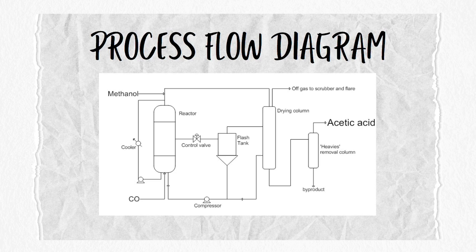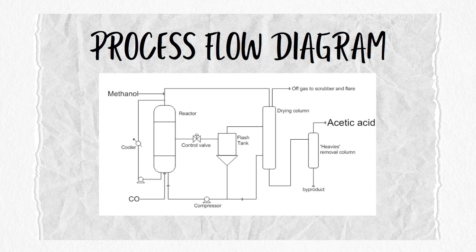First of all, the reactant introduction. For this, we have carbon monoxide that is fed into the system as one of the primary reactants, and the other primary reactant is methanol. Both methanol and carbon monoxide are essential for the carbonylation reaction that will produce acetic acid.